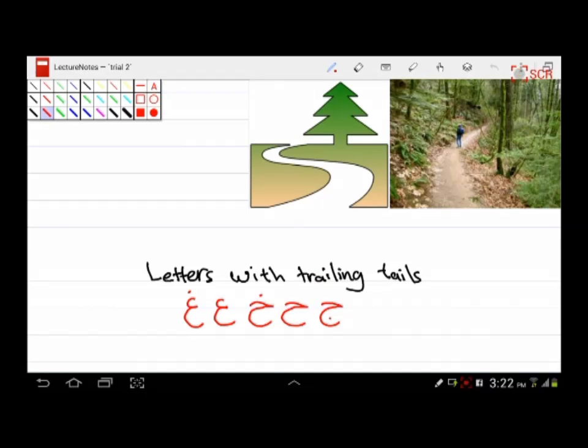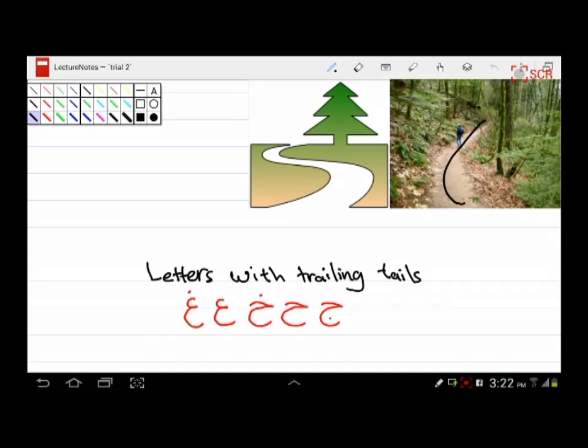In this episode, we're going to learn how to write letters with trailing tails. A trail is like a turn in the road, something like that. So that's a trail. Usually we have these letters that end in a tail, which are jim, ha, kha, ain, and ghain. And then we're going to learn how to write this group today.